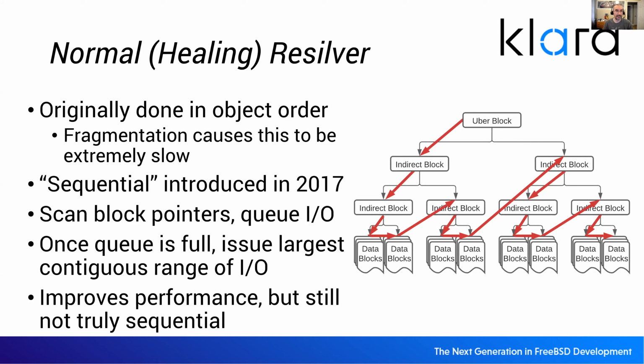So previous to OpenZFS 2.0, if you did a zpool status while a scrub is going on, you might see those two different progress parts, the scan and the issue. So scan will go through and find blocks, and then once the list is full, it will issue some of it and then go back to scanning. And eventually, once it's all issued, your scrub is complete, or resilver is complete.